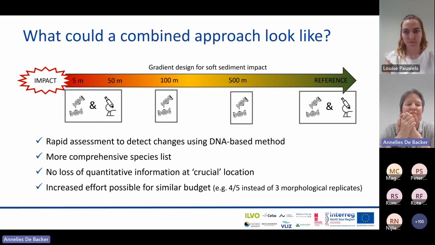Additionally, this example is now just a small number of sampling locations, but if you would have even more stations, then for a similar kind of budget, when you combine this approach, you would even be able to increase your efforts. So instead of having only 3 replicates, you could go for 4 or 5 replicates. So that would also increase the power of your assessment as another advantage.